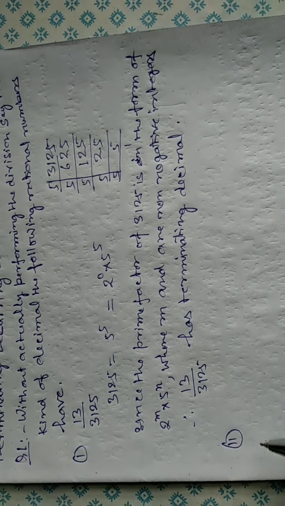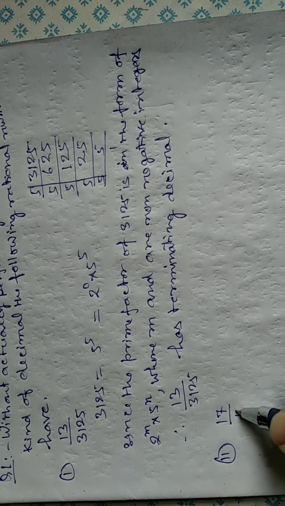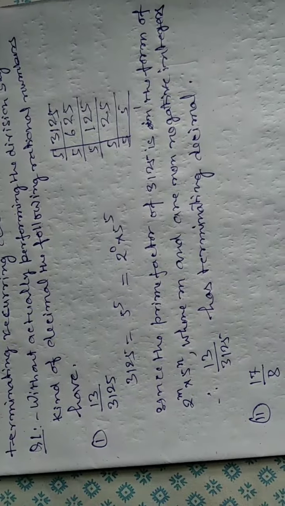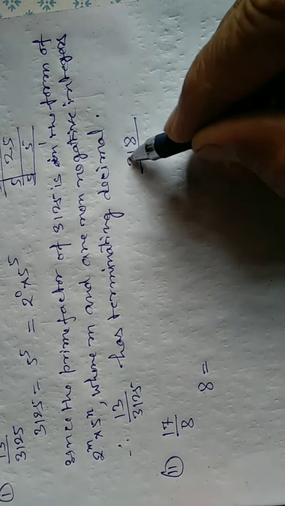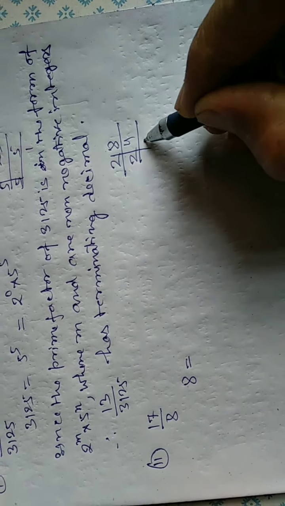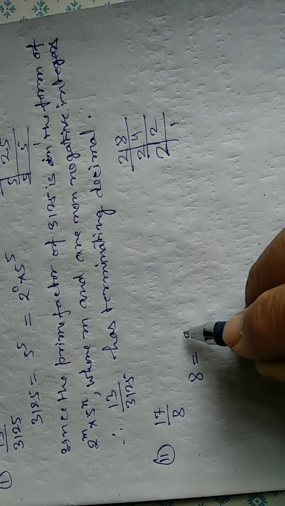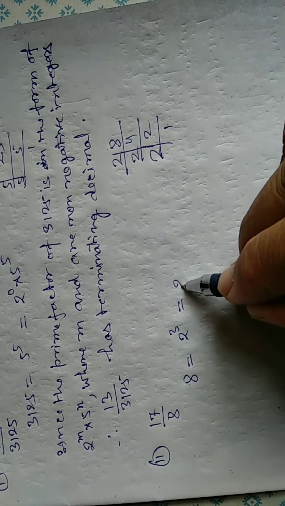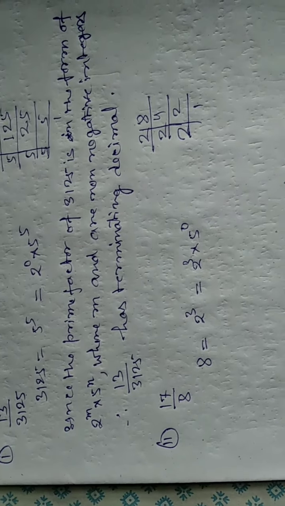Number 2. 17 by 8. You will solve this question also. This question is the same as number 1. You will write the prime factors of 8. 8 is divisible by 2. 2 4s are 8, 2 2s are 4, 2 1s are 2. Then 2 is present 3 times, so you can write 2 power 3. 5 is not present here, so you can write this as 2 power 3 into 5 power 0.